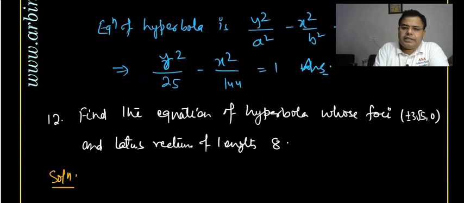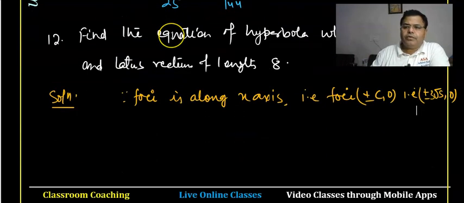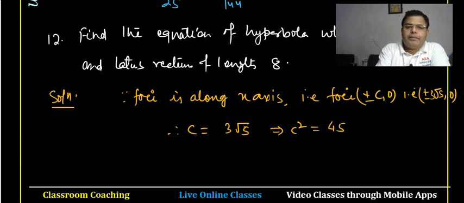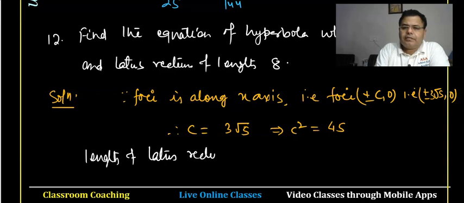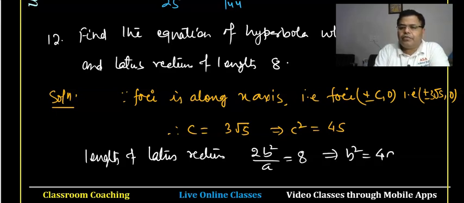Here, foci is along the x-axis. Since foci is along the x-axis, foci is (±c, 0), which is given as (±3√5, 0), and therefore c is equal to 3√5, and c square is equal to 45. Now the length of latus rectum is 2b square upon a, that is 8 given. So b square is equal to 4a, right?